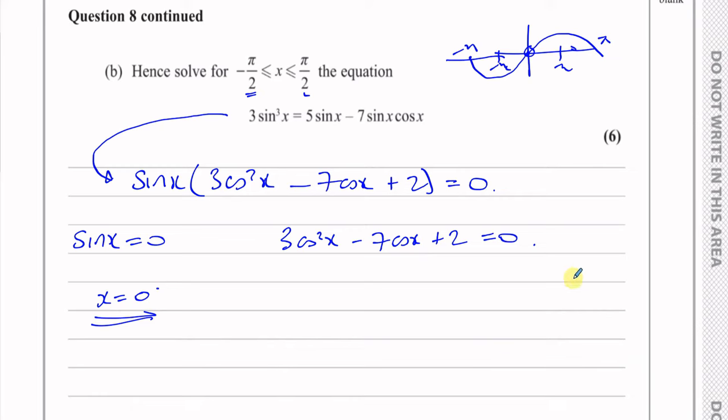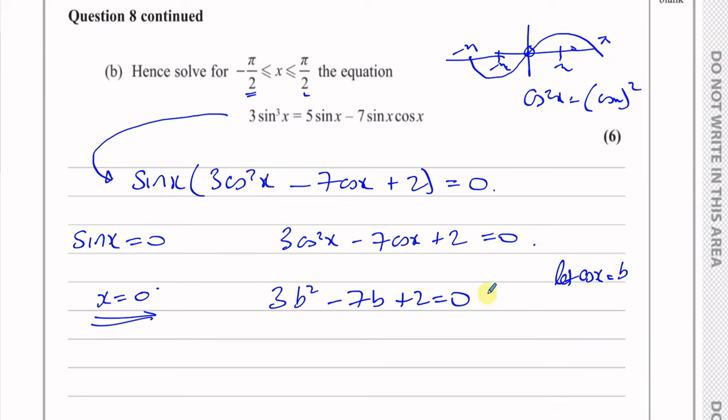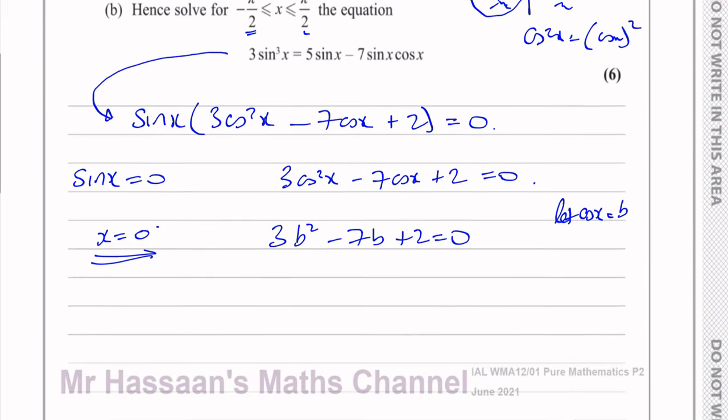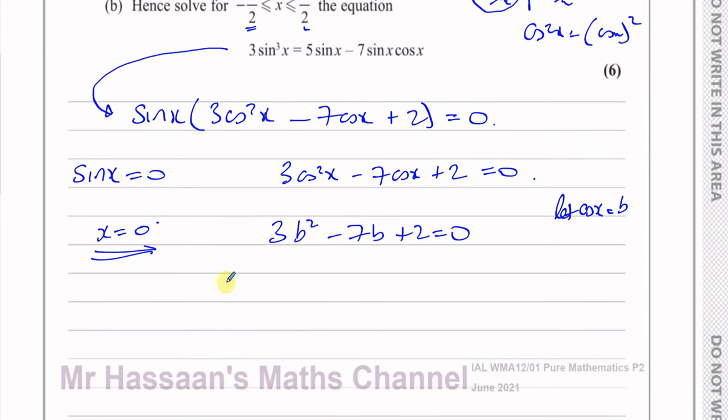Now, what some people like to do is say let cosine x equal a letter, for example, we can call it b. So we can say this is 3b squared. Remember, cosine squared x is the same thing as cosine x all squared. It means the same thing. So 3b squared minus 7 times b plus 2 equals 0. It's just to make it more familiar looking as a quadratic. Then we can factorize this.